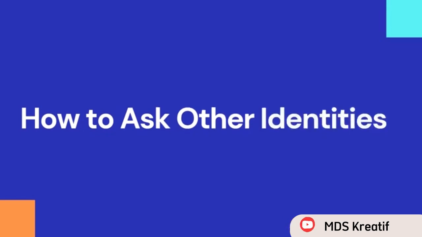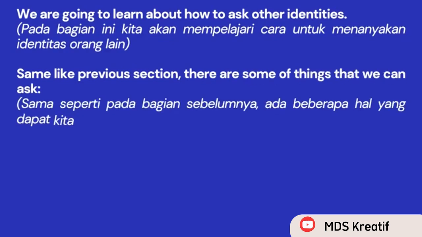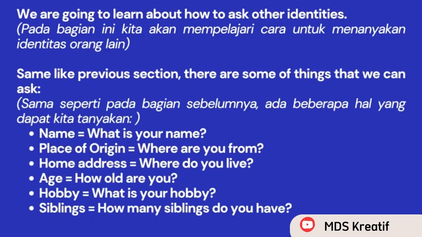Next, how to ask other identities. We are going to learn about how to ask other identities. Same as the previous section, there are some things that we can ask, like name: what is your name; place of origin: where are you from; home address: where do you live; age: how old are you; hobby: what is your hobby; siblings: how many siblings do you have.